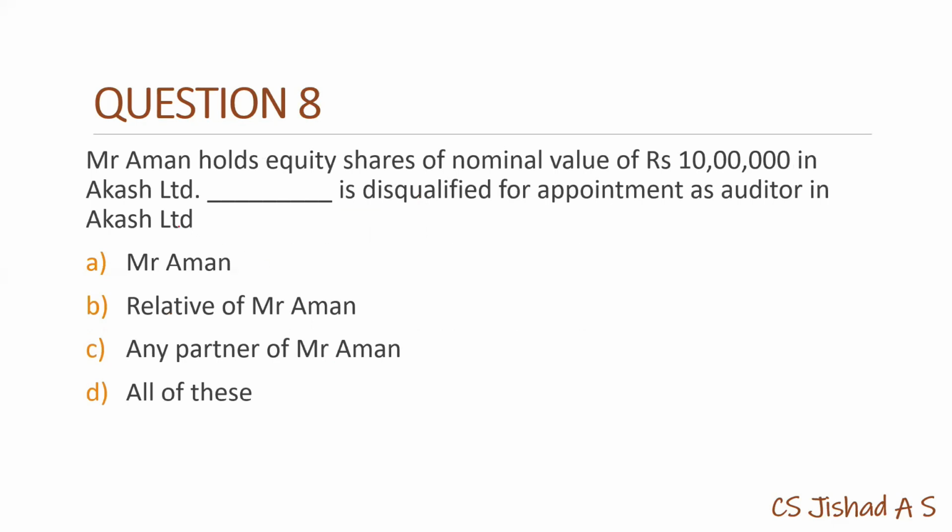Question number 8. Mr. Aman holds equity shares of nominal value rupees 10 lakh in Akash Limited. Dash is disqualified for appointment as auditor in Akash Limited. This is related to section 141 subsection 3. As per the provision of disqualification, a person, relative or partner who is holding security in the company, holding company, subsidiary company, associate company, or subsidiary of holding company will be disqualified. So the answer is all of these persons will be disqualified, because Aman is disqualified because he is holding shares, the relative will be disqualified, and the partner will also be disqualified.